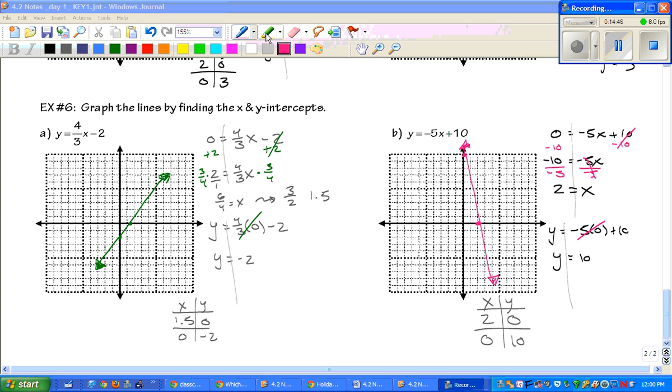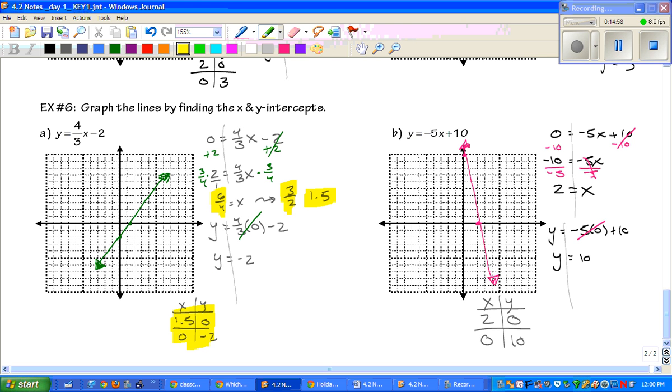Okay, and there we go. Now the first one, x, 6 over 4 reduces to 3 over 2, which is the same thing as 1.5. And then the x's cancel out and you get y equals negative 2. So there are 2 points. Plot them both and graph the line. Okay, and you do the same thing for B. You get 2 and then 10 as your 2 points, so 2, 0, and 0, 10. Plot the points, draw the line.